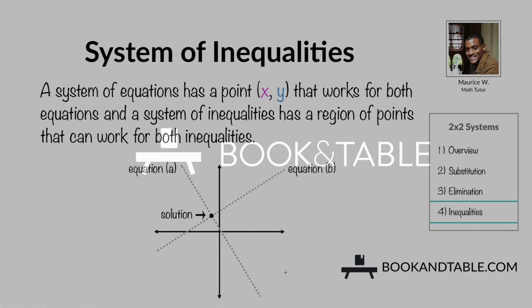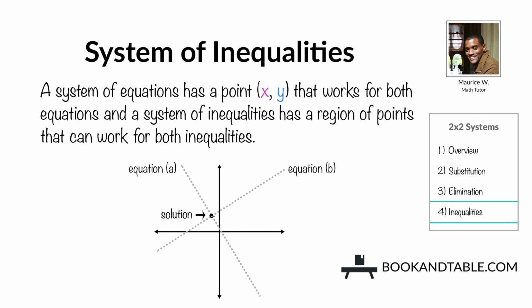Now, a system of equations has a point or an xy coordinate, such as this one, that works for both equations. So you have one equation, equation A. You have a second equation, equation B. And the solution is the point in the coordinate plane where these two lines cross. But for a system of inequalities, it is different.